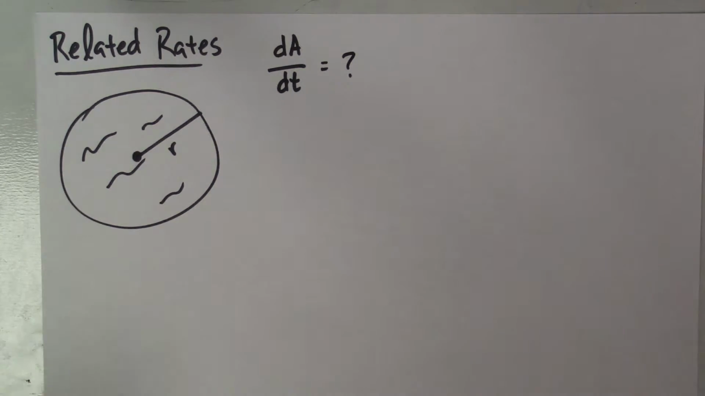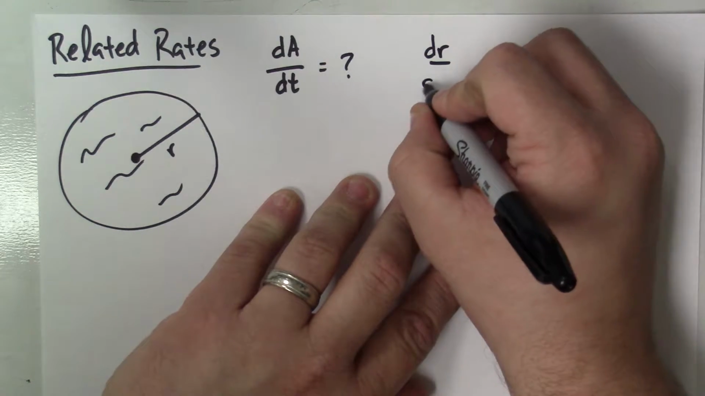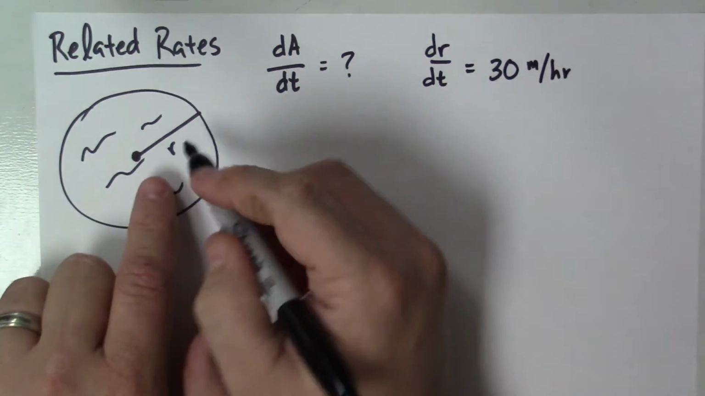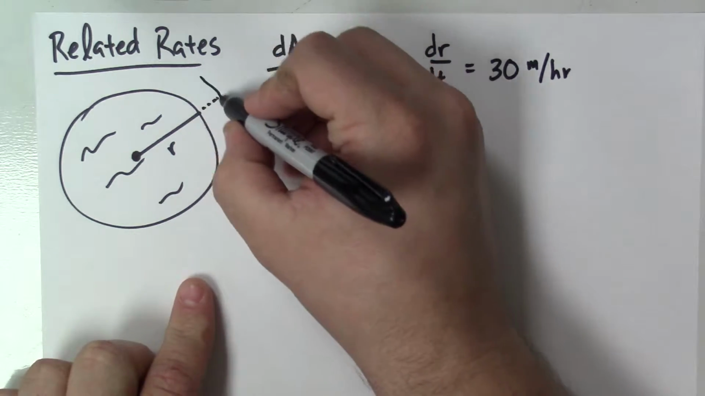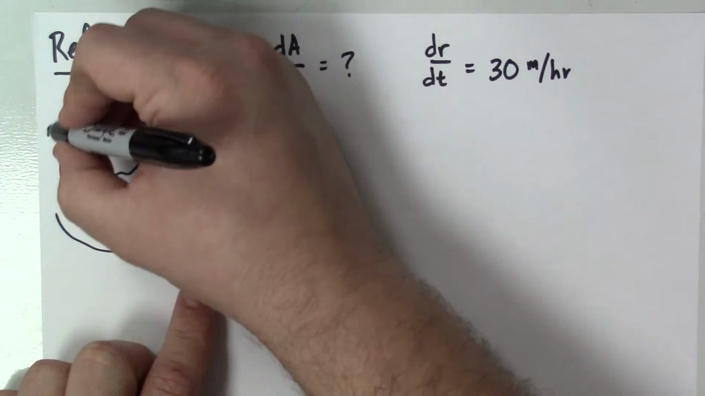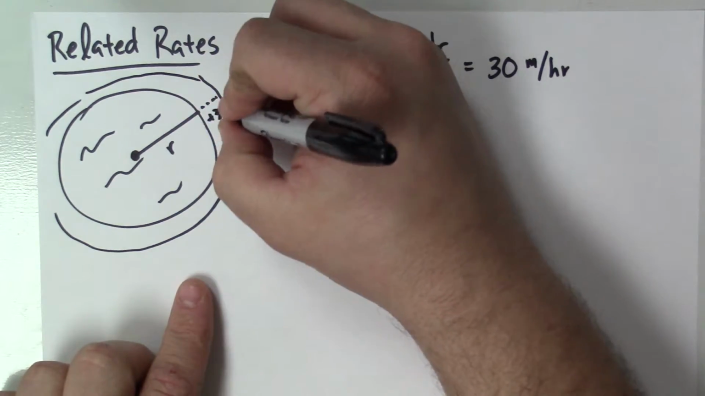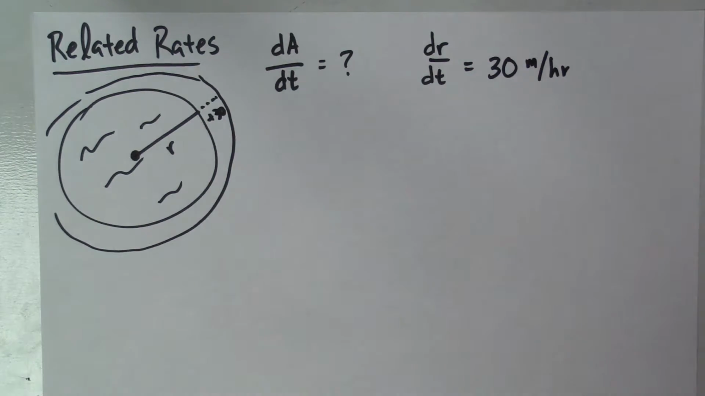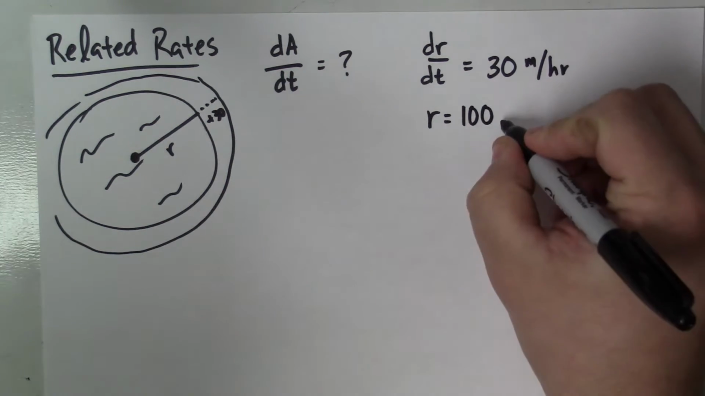Now, the problem gives us some information. It tells me the derivative of radius with respect to time is 30 meters per hour. So that tells me every hour the radius gets 30 meters longer. So that's after 1 hour. After an hour, this is plus 30, and 30 again, and 30 again, and things are getting bigger and bigger. It also tells me that my critical time that I am worried about is when the radius is 100 meters.